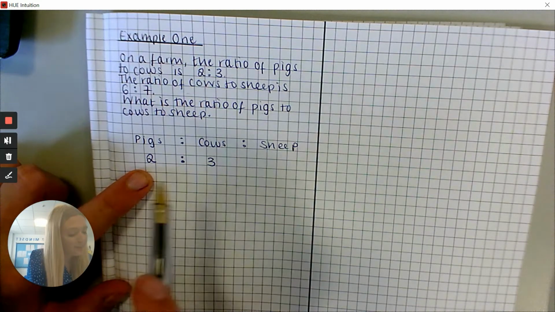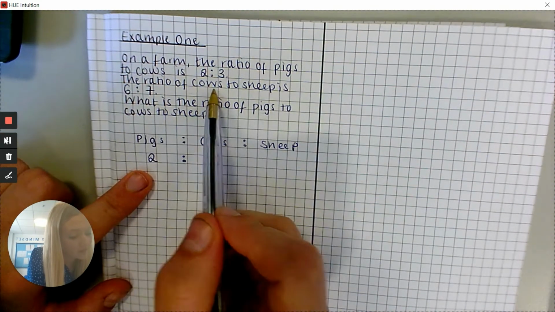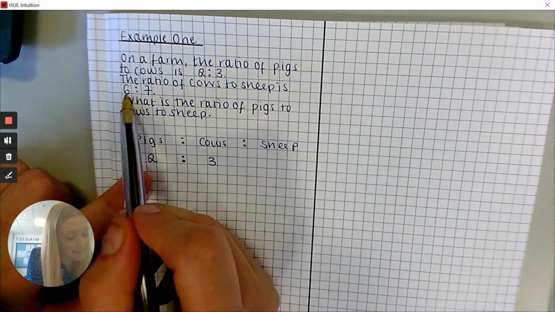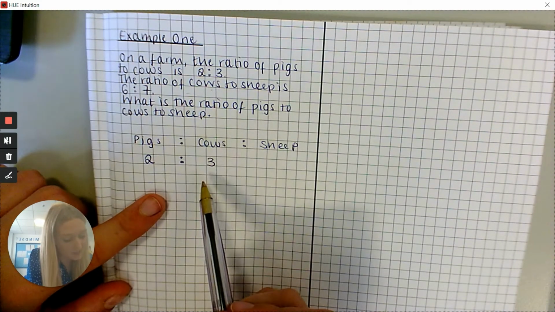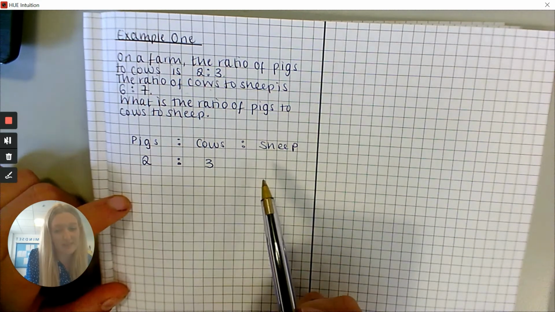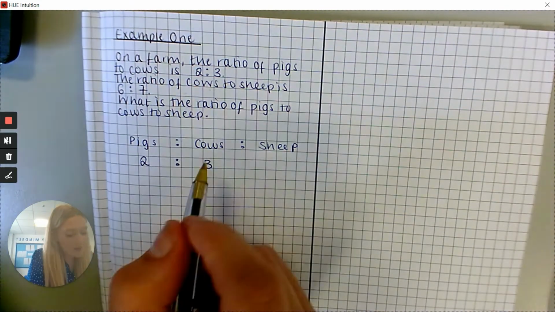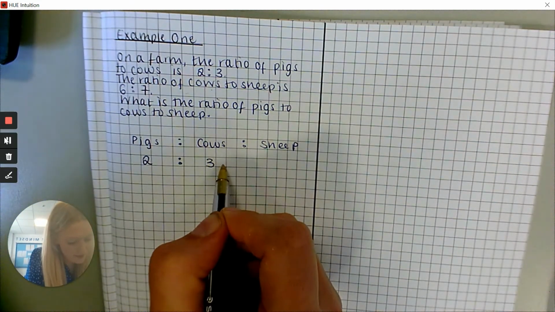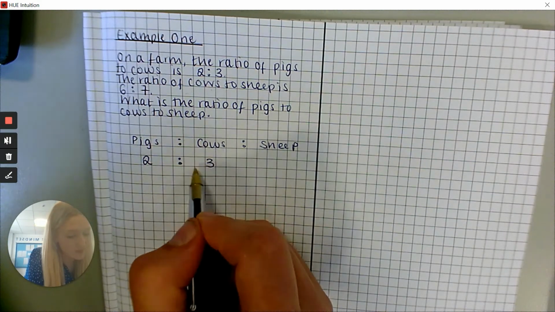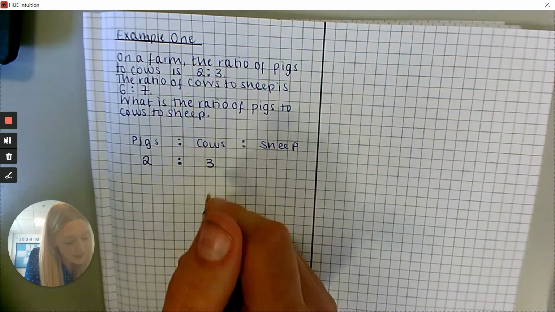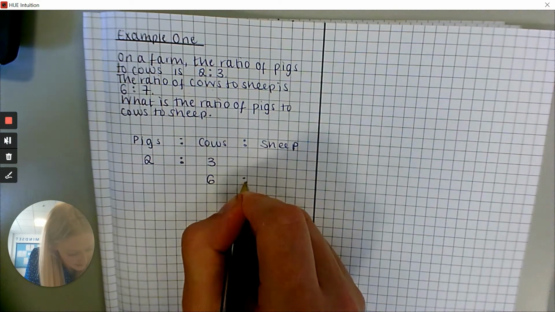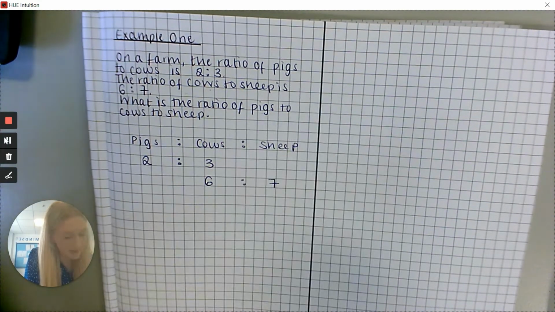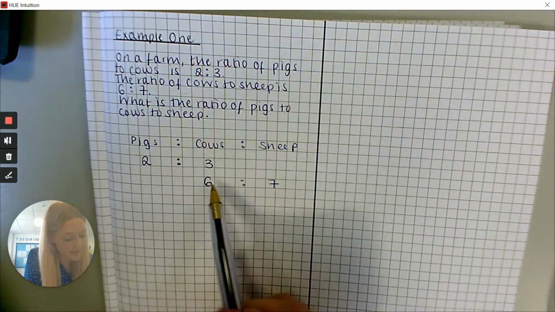I then know that the ratio of cows to sheep is 6 to 7. So I need to fill in a 6 in this cows column and next to it a 7 in the sheep's column. Now I can't put 6 here because on this line there's a 3 in the cows column. So I need to make a new column. When there are 6 cows, there are 7 sheep. Okay, and that's what the question is telling me. There's 6 cows, there's 7 sheep.